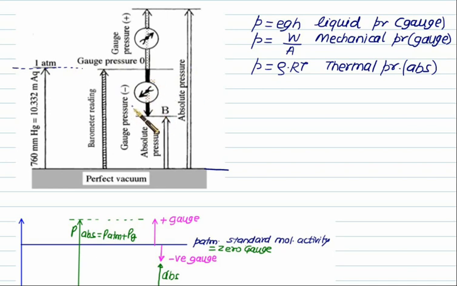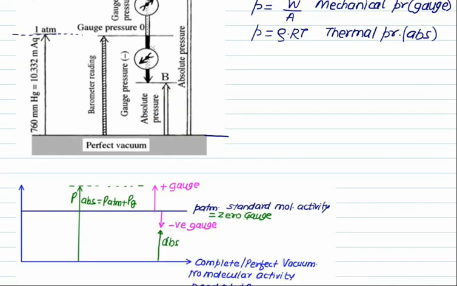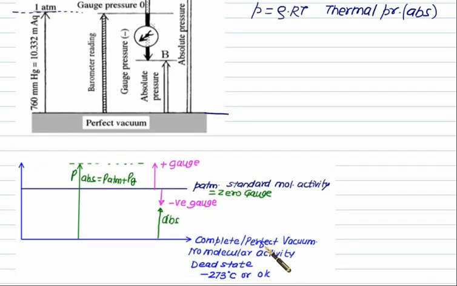Now whenever we have a reference with the atmosphere, the term is called gauge. And if we measure the same value with respect to the perfect vacuum, in that case it is called absolute pressure. So in generalized form, the absolute pressure is equal to P absolute equals P atmospheric plus P gauge.